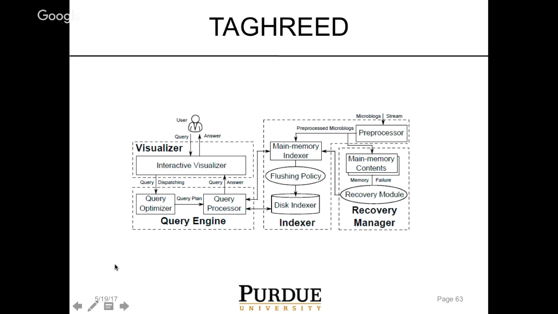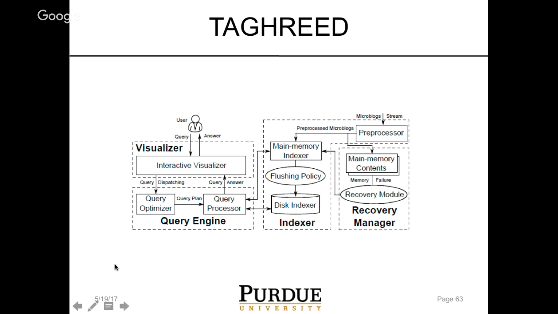So we can say that this system can be seen as a big spatial keyword system, because this is a distributed processing platform. In the recovery manager, for instance, it uses replication of the tweets and the indexes across multiple machines, so that when one machine fails, all the indexes in the main memory remain in the memory of the other machines.